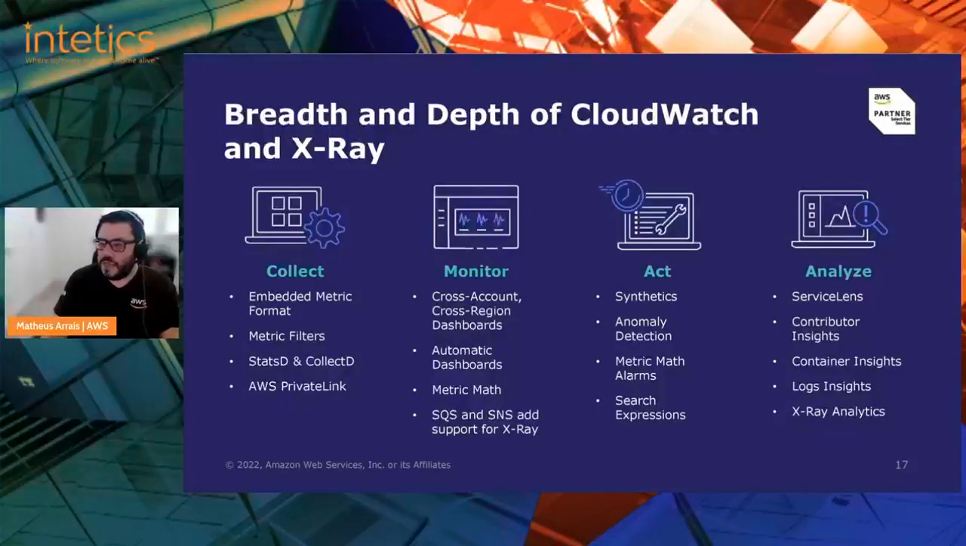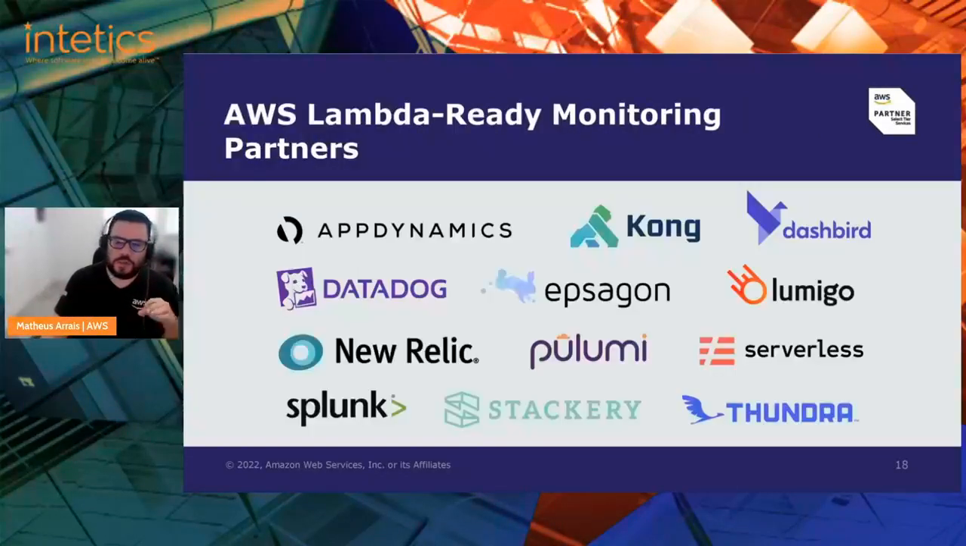AWS Lambda is a key part of any serverless application, so I want to emphasize that Lambda is also ready to integrate with ISV partners that offer observability tools as well, for instance Datadog and New Relic. AWS X-Ray and CloudWatch are not the only options. We have a broad partner ecosystem that you can use to integrate your Lambda and have observability in those tools as well.